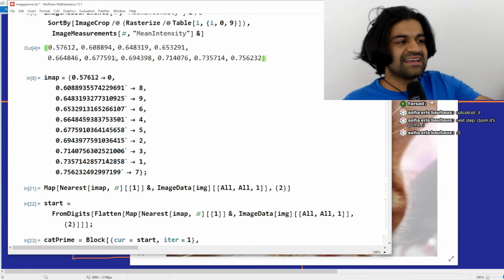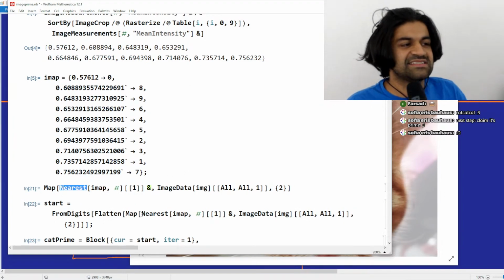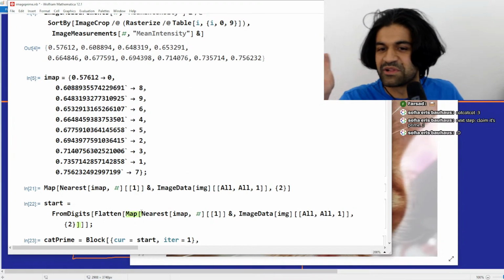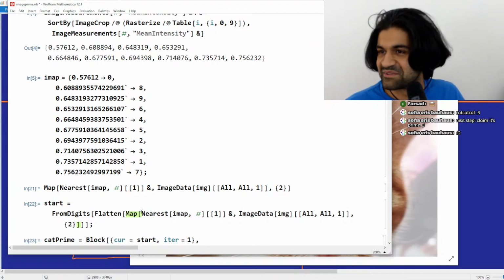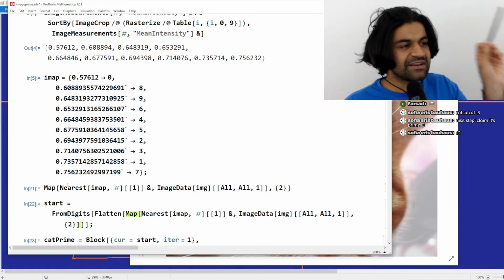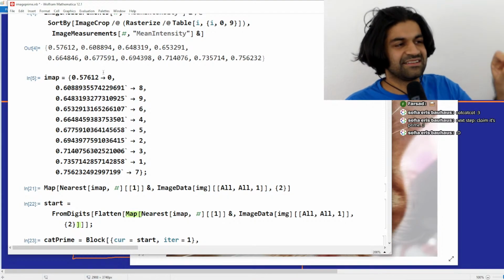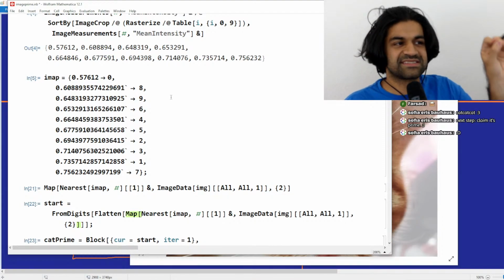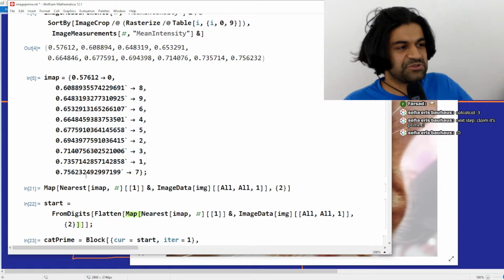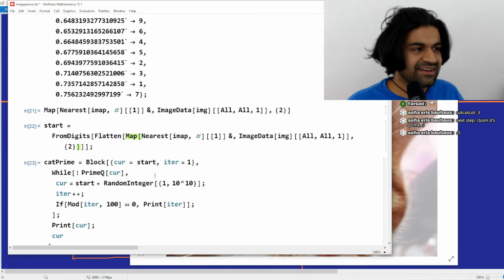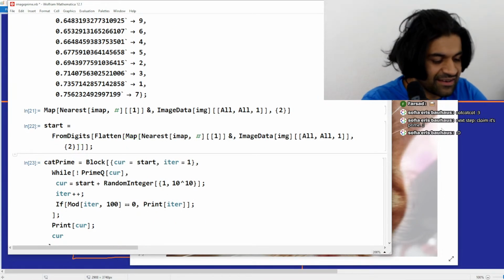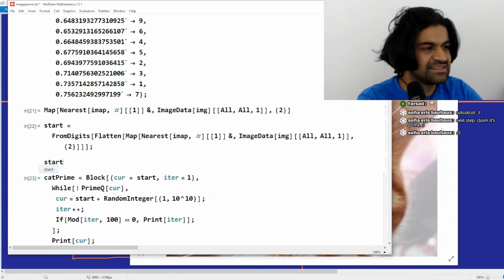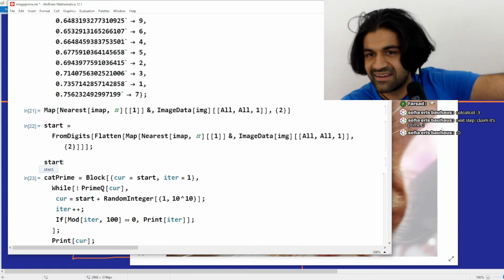And then I just replaced, so Nearest is a function in Mathematica. There's something similar in whatever programming language you use. So Nearest will replace every brightness with its closest number, and so you just run that over the image data, and you get a number. So I stored all of that data in this number, start.